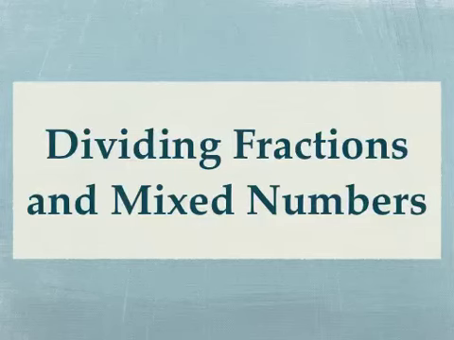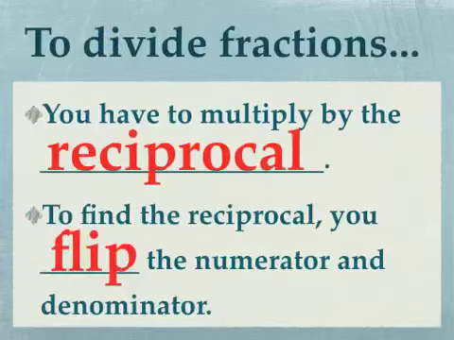Dividing fractions and mixed numbers. To divide fractions, you have to multiply by the reciprocal. To find the reciprocal, you flip the numerator and the denominator. Remember, the numerator is the top number, and the denominator is the bottom number. So if I ask you to find the reciprocal, I'm asking you to switch which number is on top and which number is on bottom.